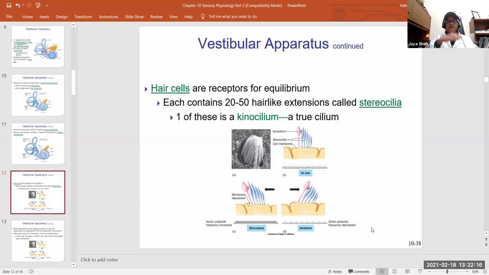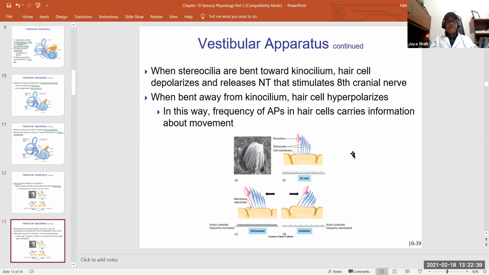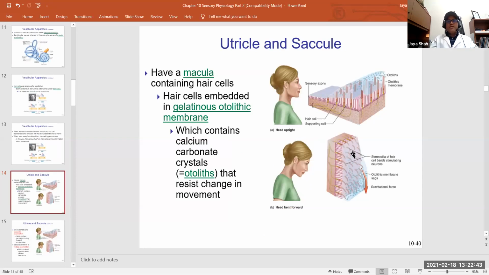That's how the depolarization and hyperpolarization are going on, and your brain can feel those depolarization and repolarization activities. So hair cells are receptors for equilibrium. Each contains 20 to 50 hair-like extensions called stereocilia, and one of these is a kinocilium. This is a true cilium. So we talked about this, and let's see the utricle and saccule now.